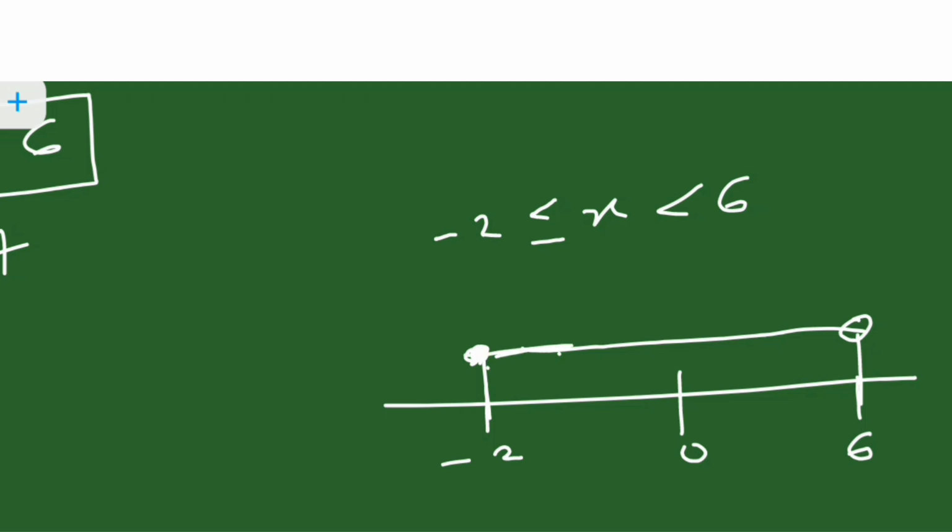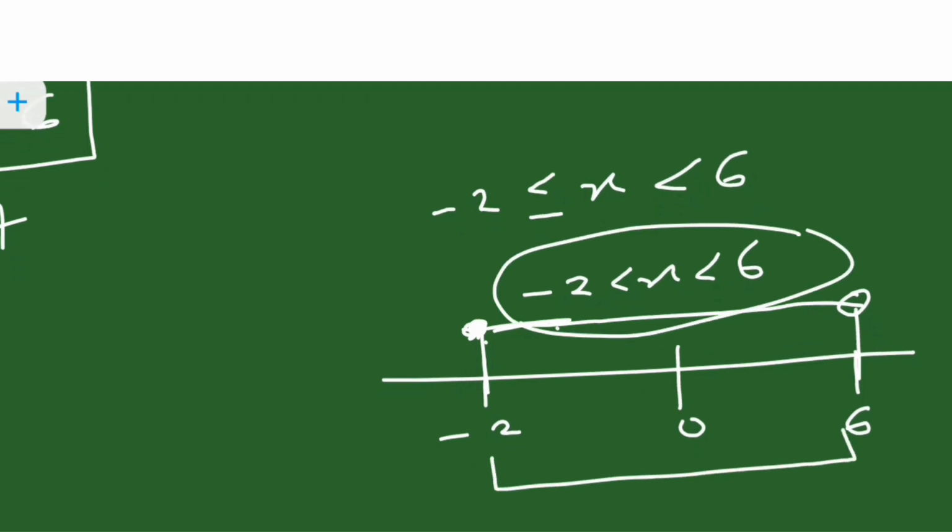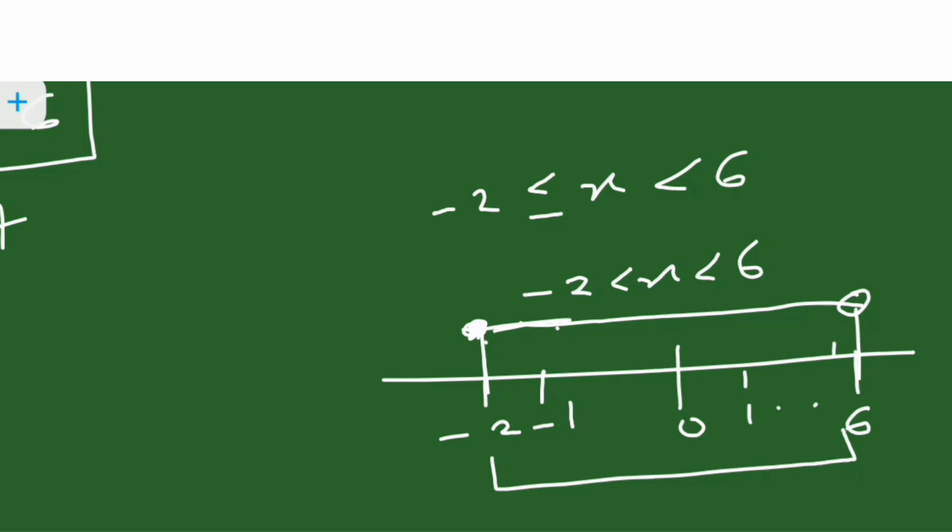Then on top of this line, you just write minus 2 less than x less than 6. So you can see that these are the numbers within this region that satisfy this inequality. And what are those numbers? Numbers like minus 1, 0, 1, 2, 3, 4, and 5. Don't forget 6 is not included because you have less than here.